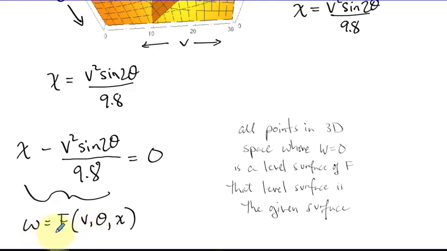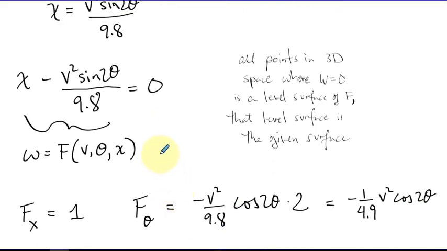So that's called the level surface, right? All the points in 3D space where W equals 0 is a level surface of F. That level surface is the surface that was given. So the given surface is one level surface of this function W. Because the given surface is a level surface of W, we'll find the gradient of W, or the gradient of big F, and that vector is a vector in 3-dimensional space that would be perpendicular to any level surface of W.